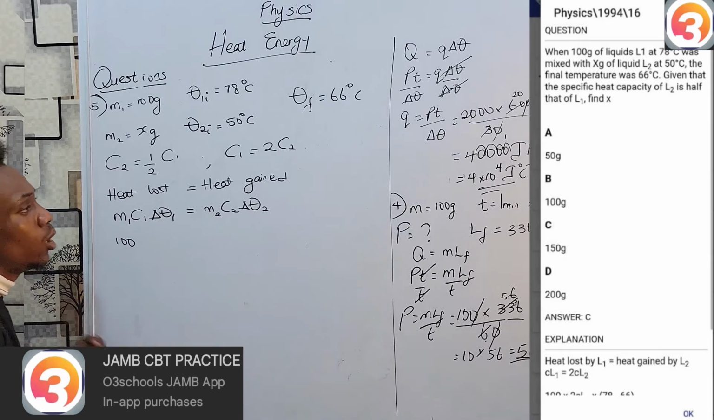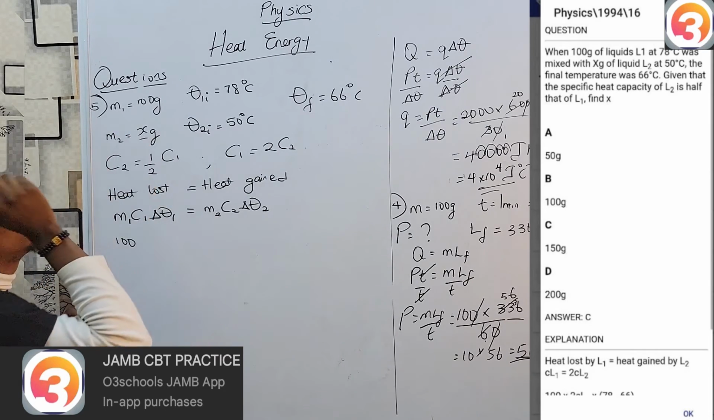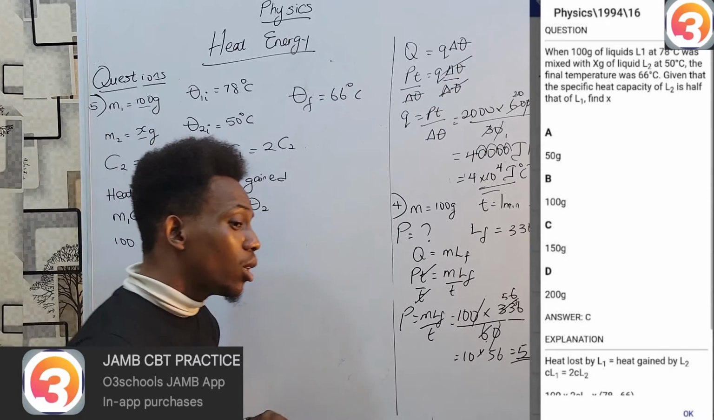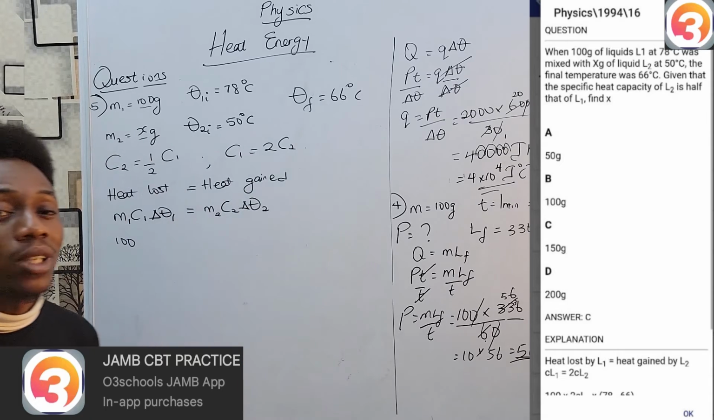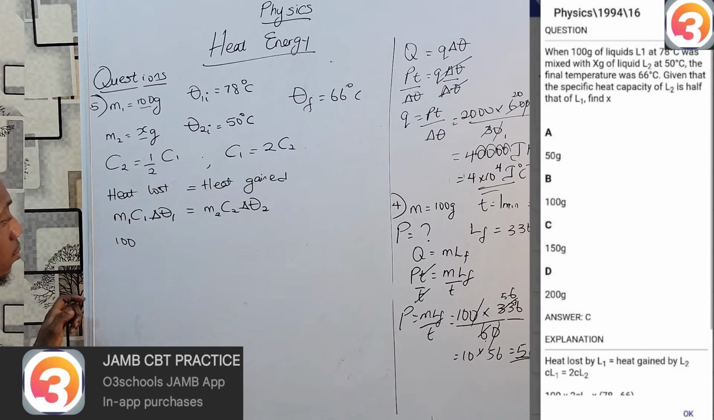That's 100. Again, if you want to ask why I did not convert it from gram: because I know X is in gram. And therefore, if I were to convert this to kilogram, my answer will come out in kilogram, then I have to convert it again back to gram. So instead, since I want to get X in gram, let me leave it in gram.